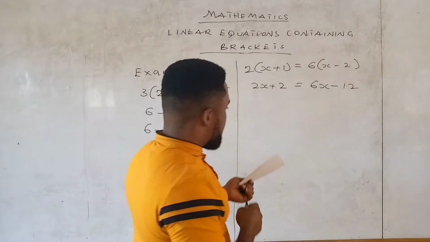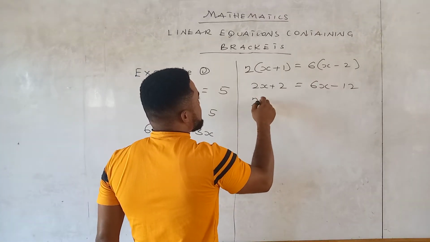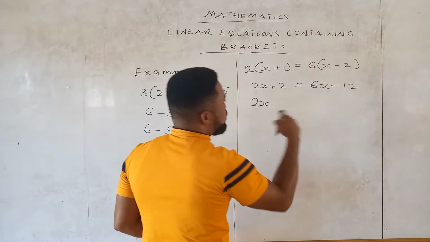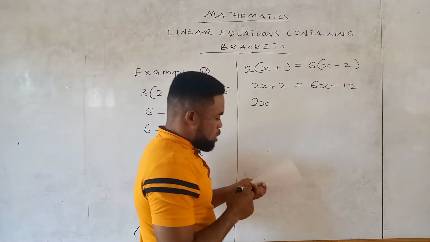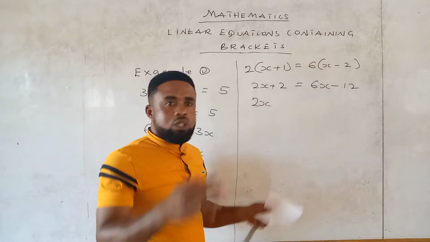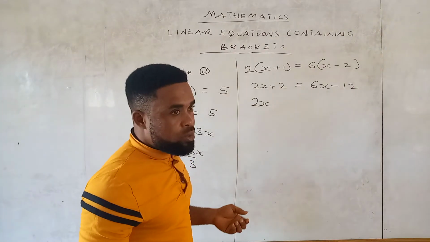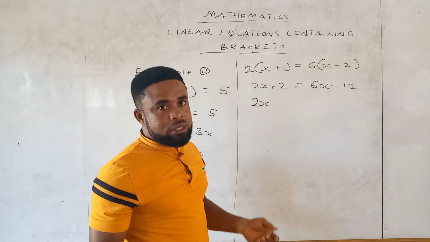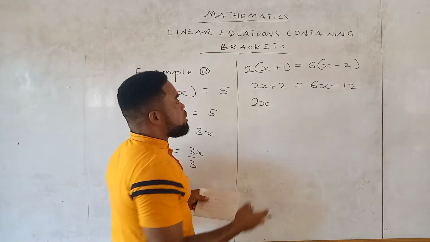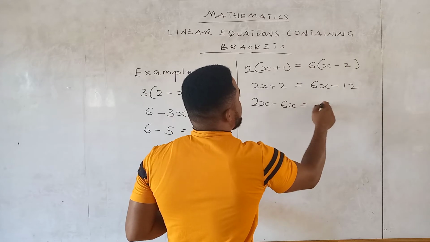12. Now what do we do? We group like terms. So we maintain our 2x here. We have x here, x there. This is positive. So if it is positive, as usual, inverse operation. If it is adding, you should subtract, so it becomes negative. You should know how to apply the inverse operations. So here we are going to have minus 6x equal to negative 12.